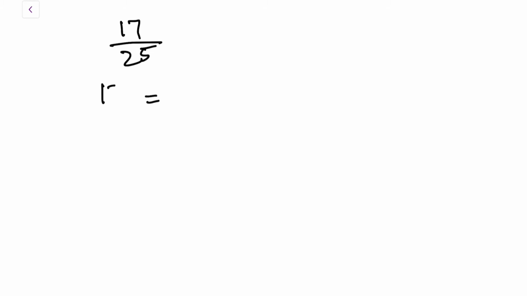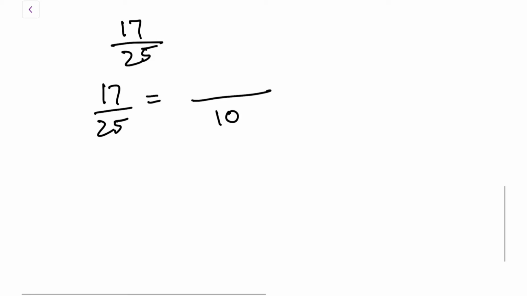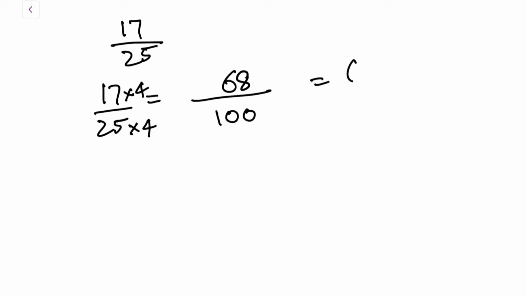17 by 25 should be written with denominator 100. So what should be multiplied to 25 to get 100? 25 into 4, that's right. So you multiply the numerator also by 4. 17 into 4 will become 68. So this is 68 by 100.